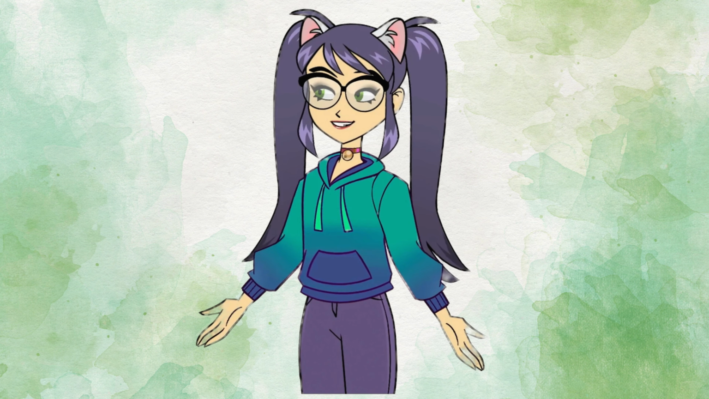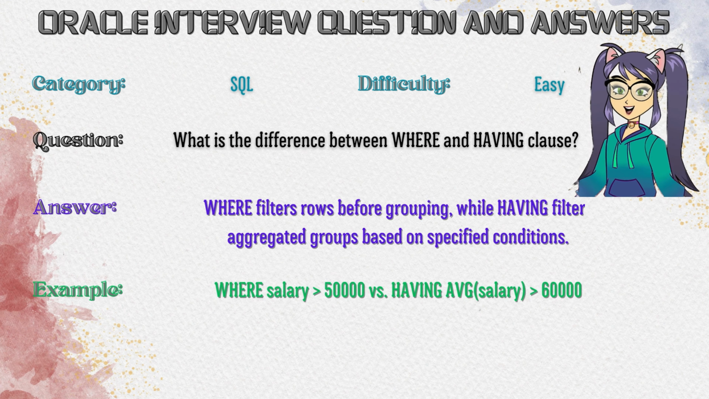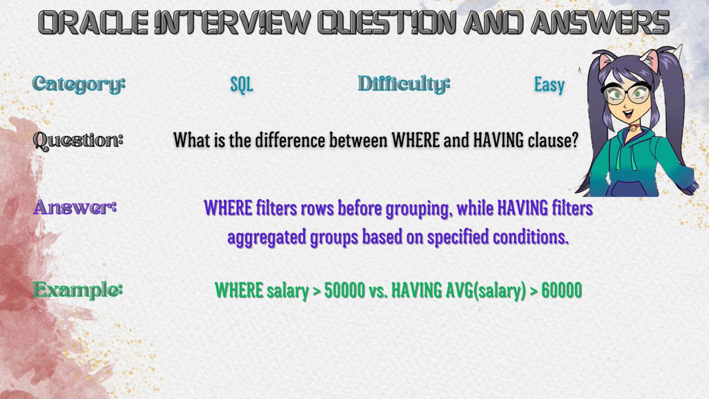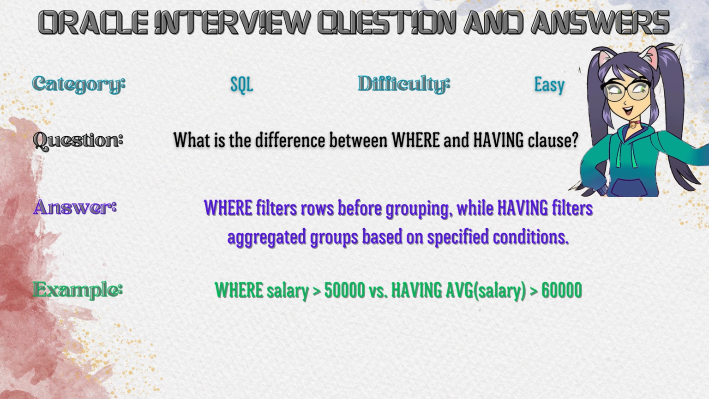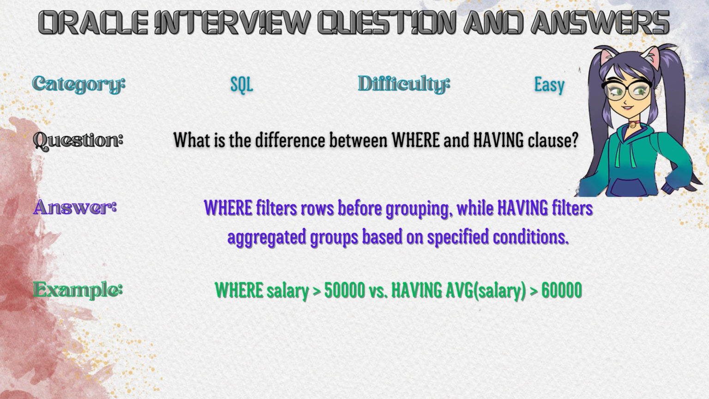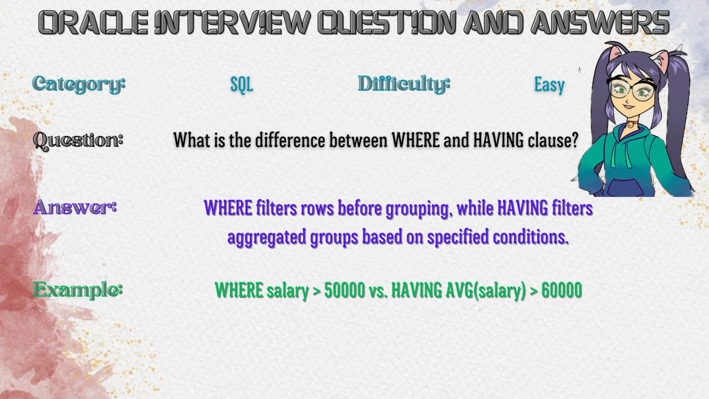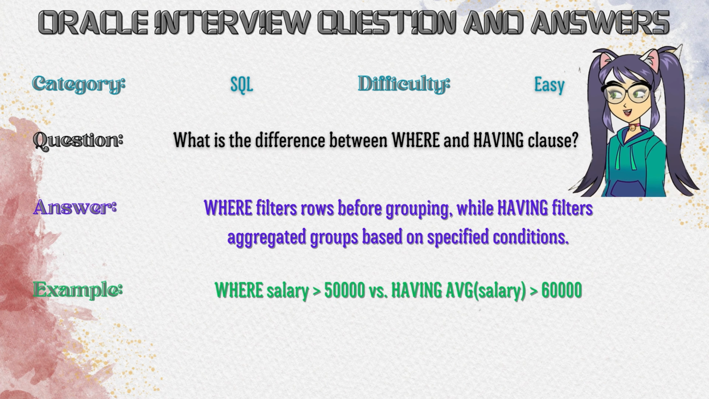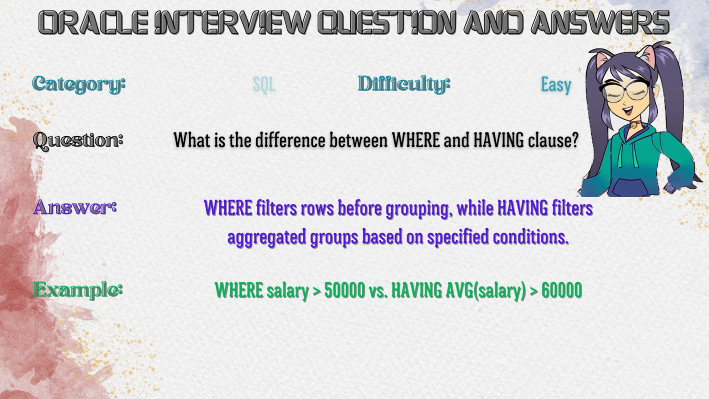So let's get started. First question: what is the difference between where and having clause? And the answer is where filters rows before grouping, while having filters aggregated groups based on specified conditions. For example, where salary greater than 50,000 versus having AVG(salary) greater than 60,000.